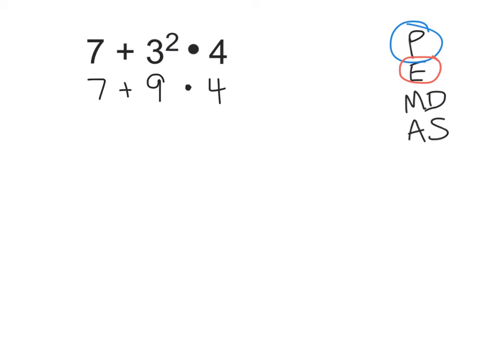Now I'll tell you, one place that people make mistakes often is right here. So now there's only a couple things left, adding, multiplying. So people just do 7 plus 9 is 16, and then do 16 times 4.